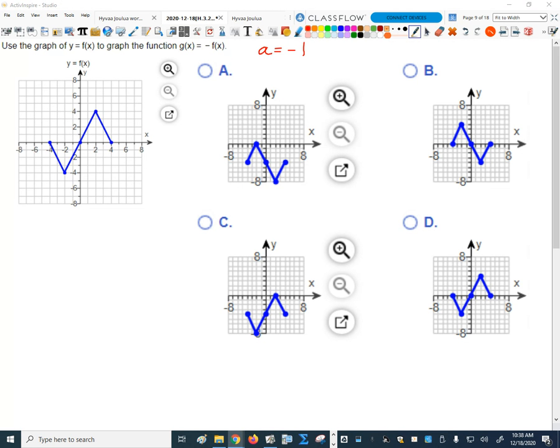Would it be B? It is B, right? Everybody see that? And how come it's B? Because look, we've just multiplied all of the y values by a, which is negative 1, right? So for example, this value right here, we'll just pick one of these as a reference. This value right here in our parent graph that has coordinates 2, 4, what should the coordinates of the transformed graph be?